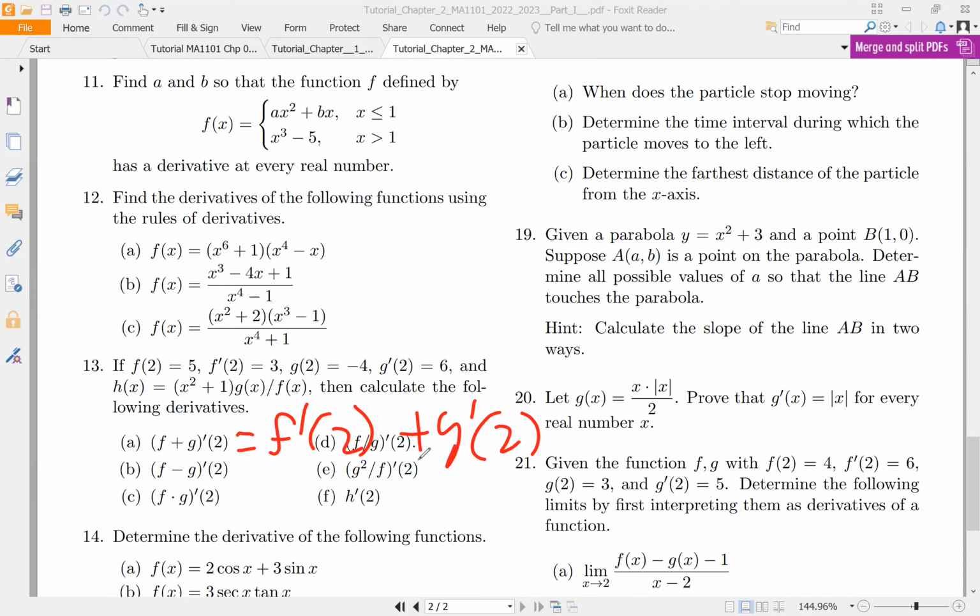Similarly, (f minus g)' of 2 is just f'(2) minus g'(2). Okay, so that's quite easy. For C and D, you have to be careful.